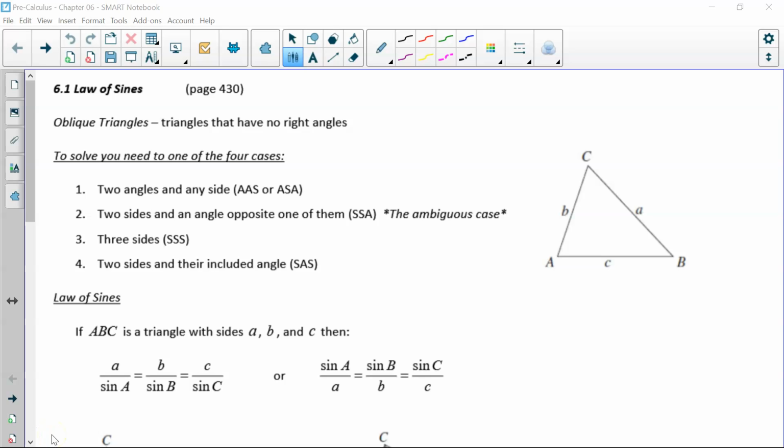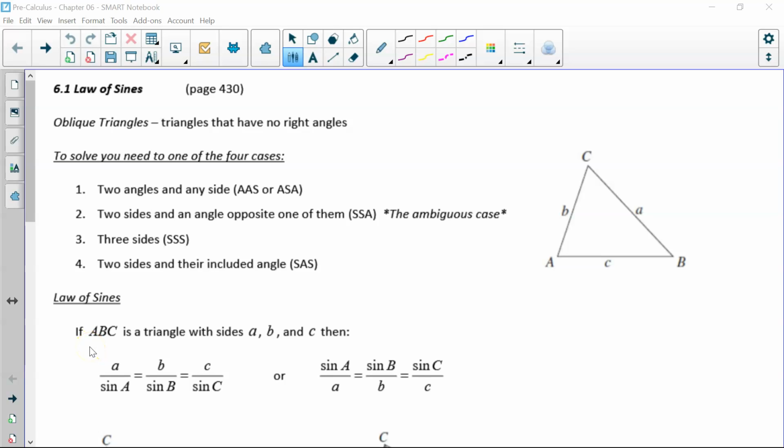Welcome to section 6.1. We're going to be talking about the law of sines. What we can use the law of sines for is to solve for the missing sides and angles in a non-right triangle, whether it is an acute or an obtuse triangle. Previously, we were stuck only working with right triangles. Now we can use it for other types of triangles.